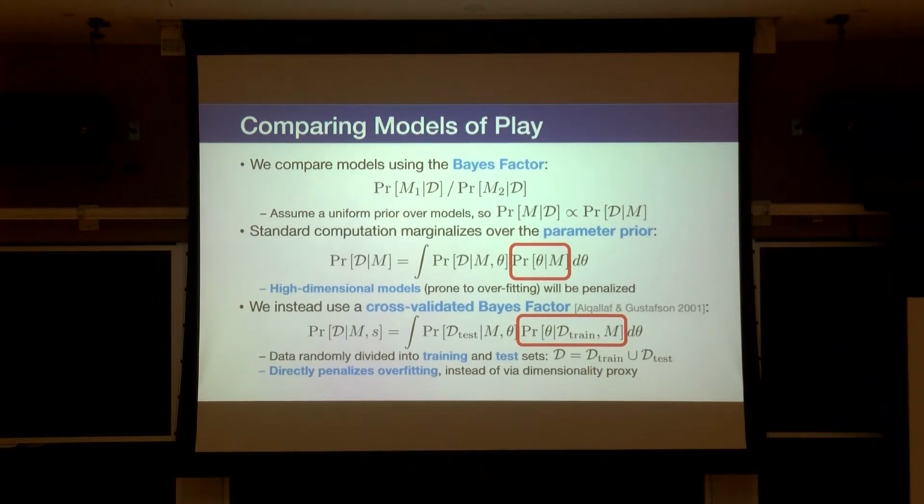And what this does is it penalizes overfitting directly instead of using this proxy of the high dimensionality. Because if you have a posterior that really likes the training data, but that's because it fit a bunch of noise in the training data, you're going to do poorly. And that's exactly what we want to have happen. So this is very much the same sort of justification as you would have for a standard kind of cross-validation, but you still get a probabilistic interpretation of the comparison. Okay.